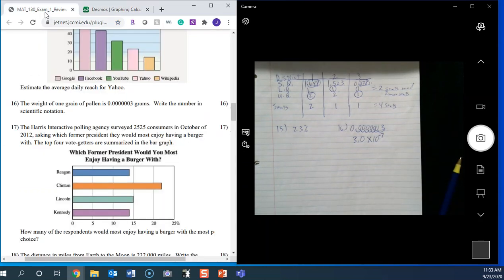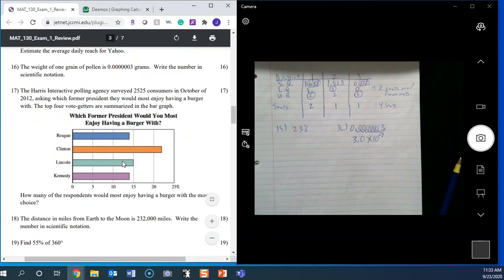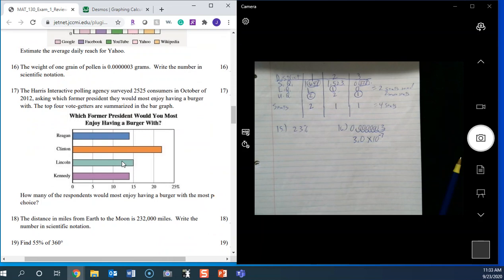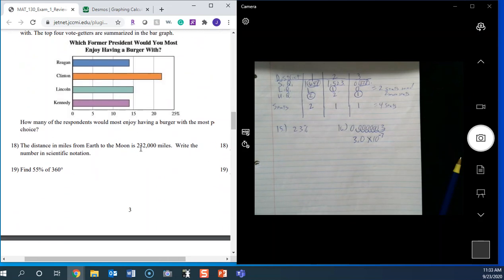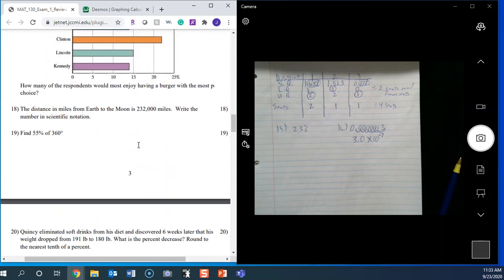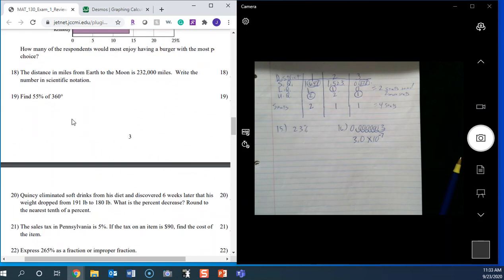Okay, now we go here to 17. It says the hairs, let's see. Okay, this is basically a repeat of what we did with problem 15. Let me see. 18 is the same. Let's look at 19.